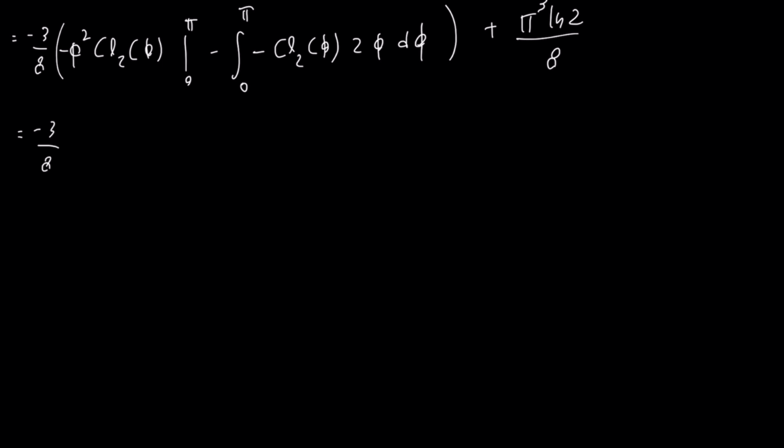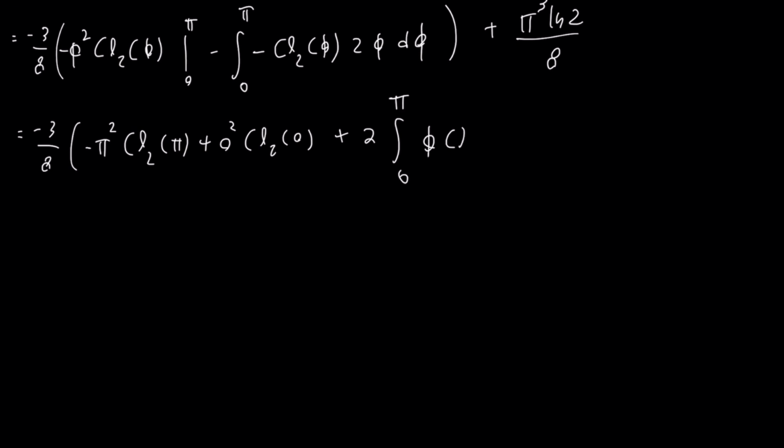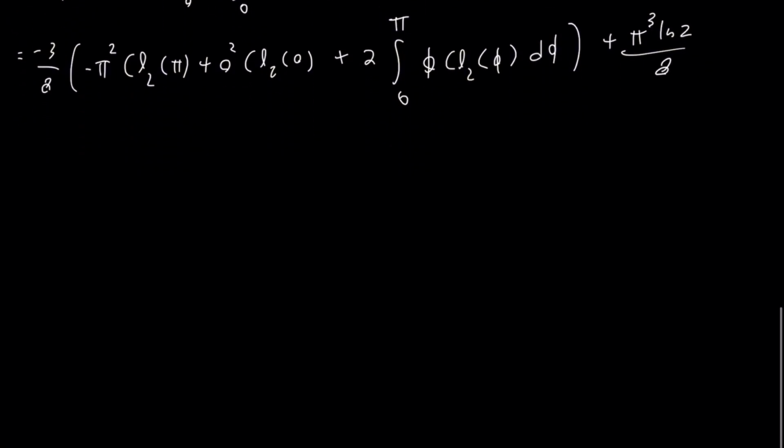So we have a negative 3 over 8, negative pi squared, the Clausen function at pi, plus 0 squared, the Clausen function at 0. And then we're going to have a plus twice the integral from 0 to pi of phi Clausen function of phi d phi plus pi cubed log 2 over 8.